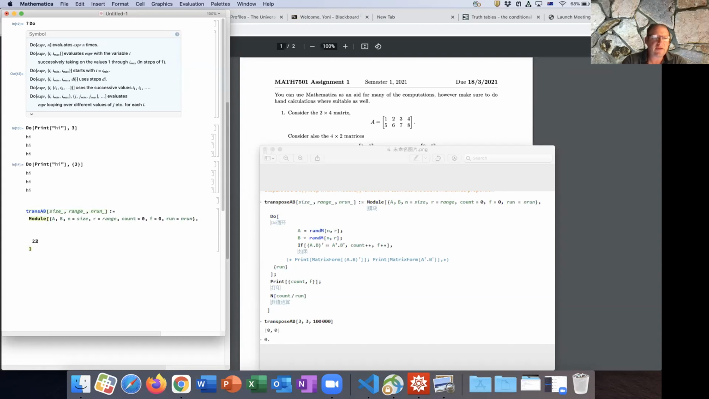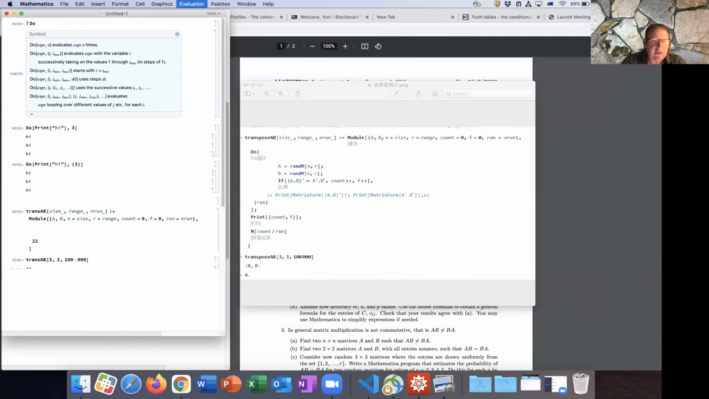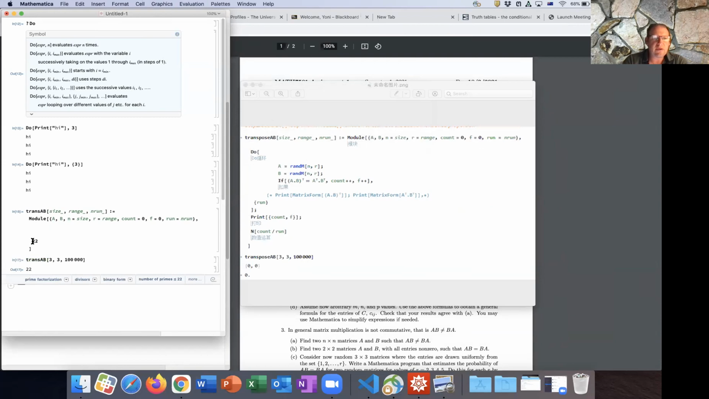Let's just first make this 22, so it'll just return 22. So if I run trans, just to see what this does, trans AB on size 3, 100,000. I'm starting to see what you have in the code here. I think you put 100 here, maybe. Could this 100,000 here... No, that's wrong. I mean, I'm wrong about that. That's just 100,000. Okay, so that returns 22.